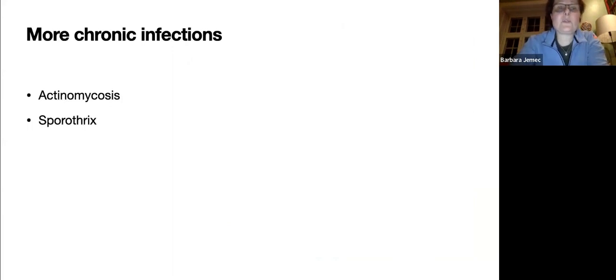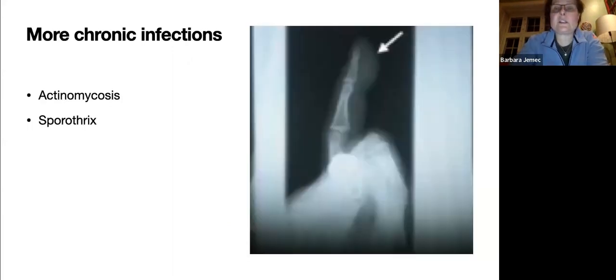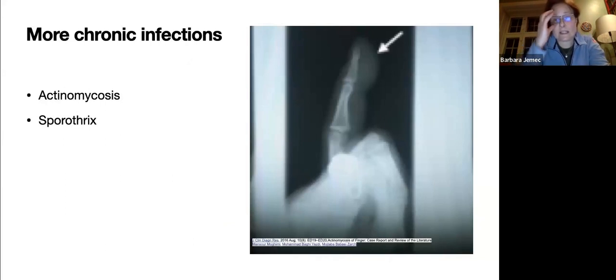A couple more chronic infections: actinomycosis, which is a purple little ulcer that may or may not have anything to show on x-ray. I haven't seen any of those myself. So this is borrowed from the internet, from my peers. There is no destruction of the bone in this x-ray.